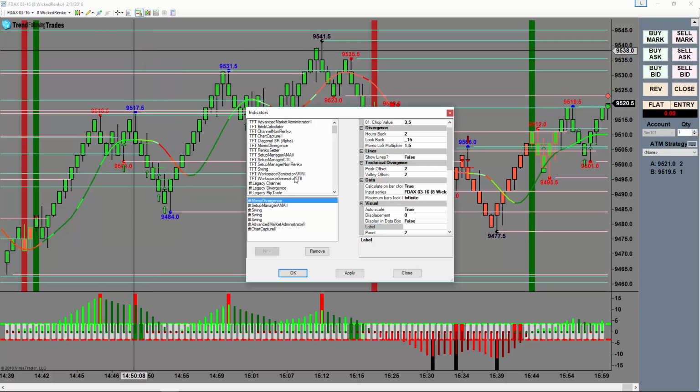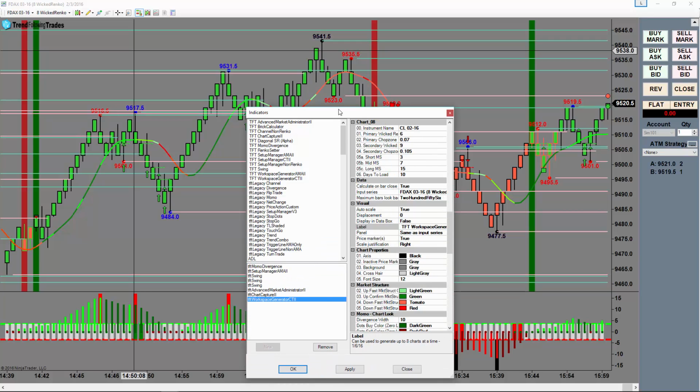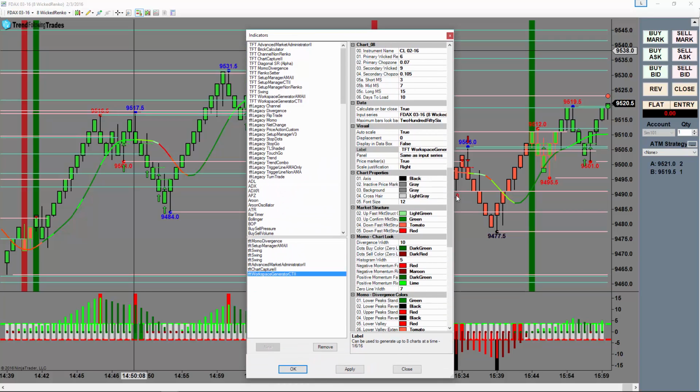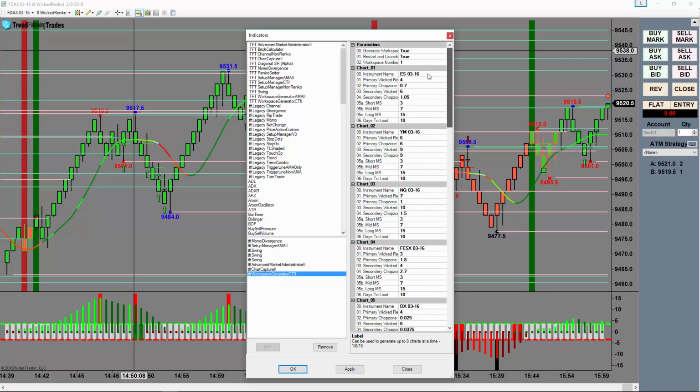You can either build an AMA workspace generator here or a CT generator, and I'll just show you. I'm not actually going to build it because it'll build 8 charts for me. This is the default, this is for the charts. It puts your instrument, your Wittrenko primary, secondary, your chop zone primary and secondary, and then your short, middle, and long-term swings. And we're all set 3, 7, 15, and then how many days you want to load. You hit OK, and it builds 8 charts for you.